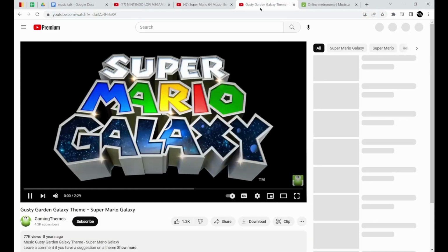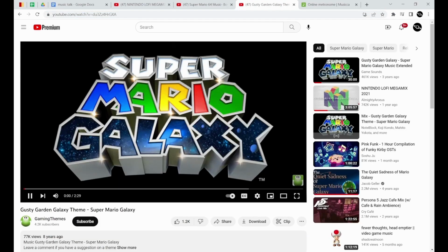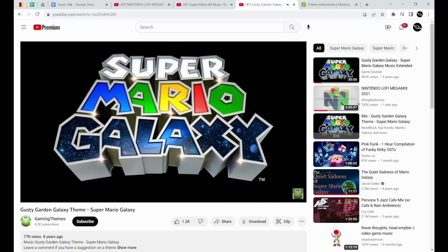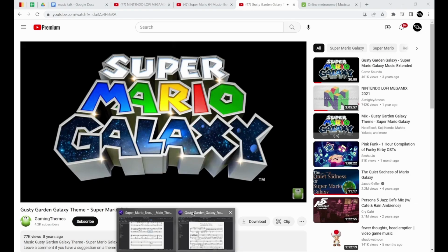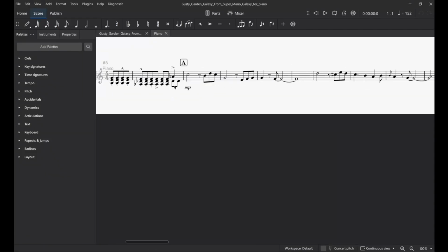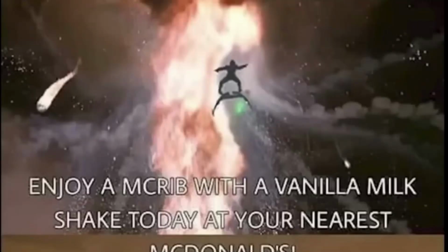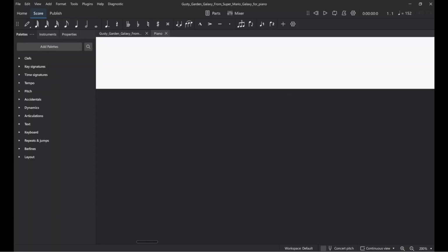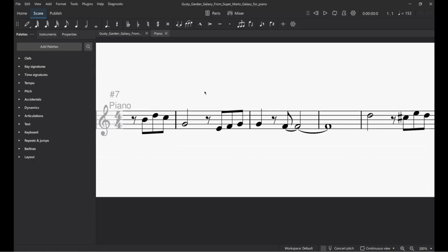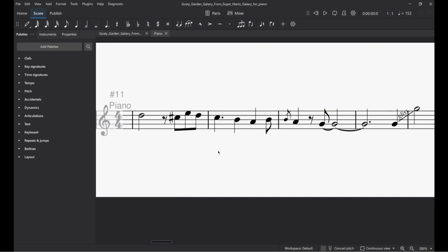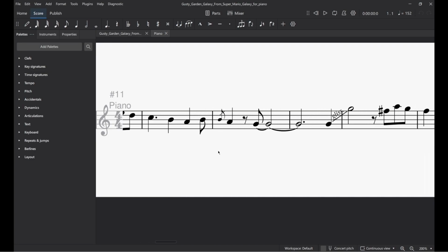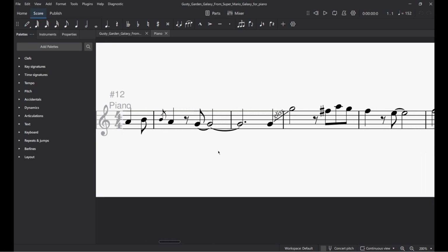So, the Gusty Garden Galaxy from Super Mario Galaxy. Oh my God. This is the melody written out right here.